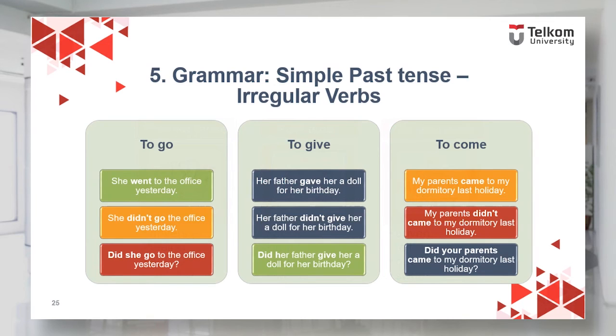The second one, to give. We gave her a doll for her birthday. They didn't give John their new address. Did Barry give you my passport? The third one, to come. My parents came to visit me last July. We didn't come because it was raining. Did he come to your party last week?